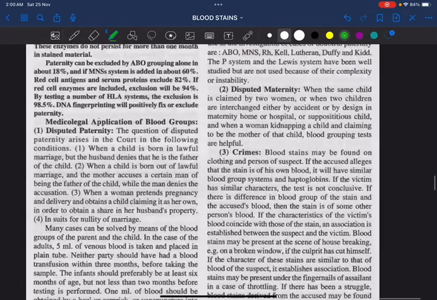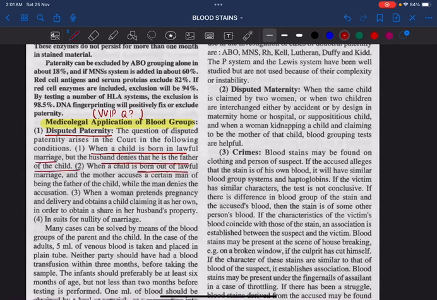So, medico-legal application of blood groups. This is a very, very important question. It's a 5-star question. It's a VVIP question that you have to focus on. Number 1, disputed paternity. The question of disputed paternity arises in court in the following conditions. Suppose a child is born in a lawful marriage, but the husband denies that he is the father of the child. Or when a child is born out of a lawful marriage and the mother accuses a certain man of being the father of the child while the man denies the accusation.